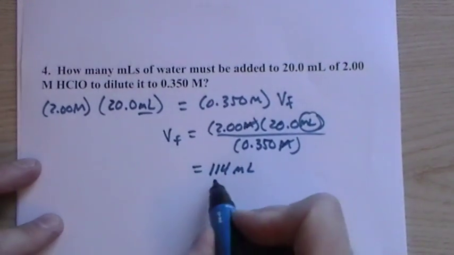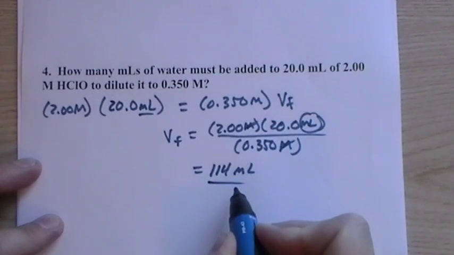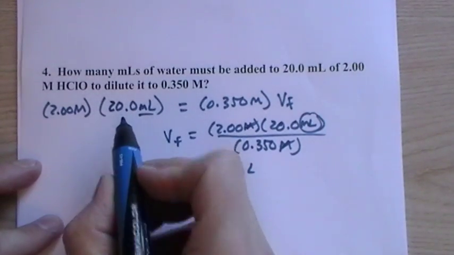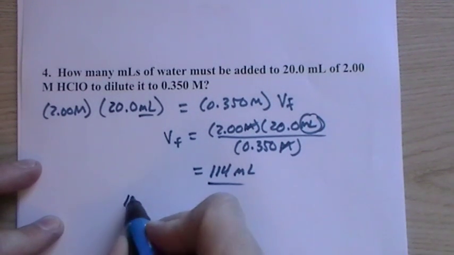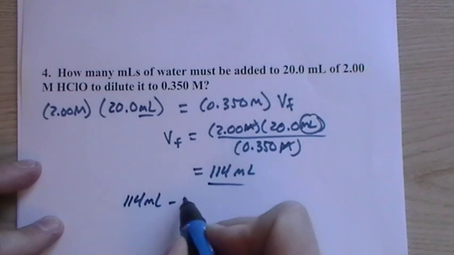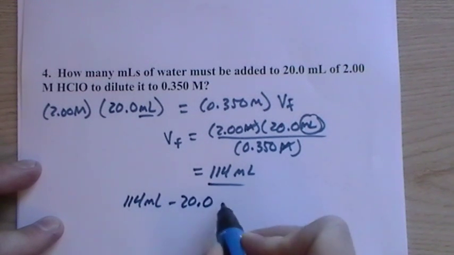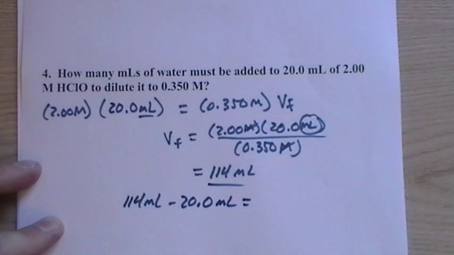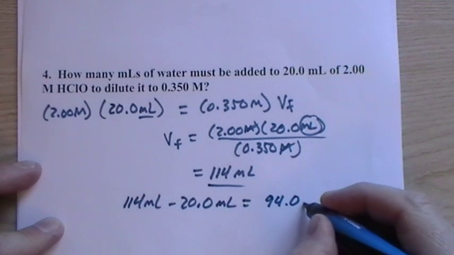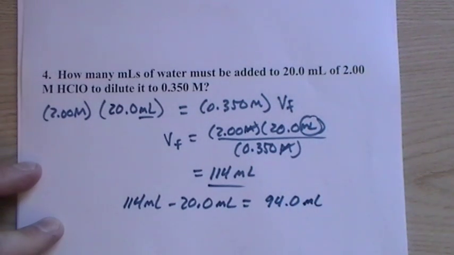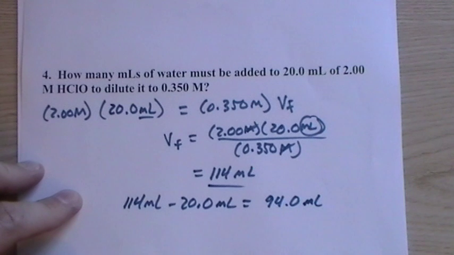Now, this is our final volume. That's what we need to end up with. But we started with 20. And the question isn't, what is our final volume? The question is, how many mils of water do we need to add? So it's 114 mils minus 20 mils. And I'm going to do this out, even though I should be able to guess it. I guess wrong. That's our answer.